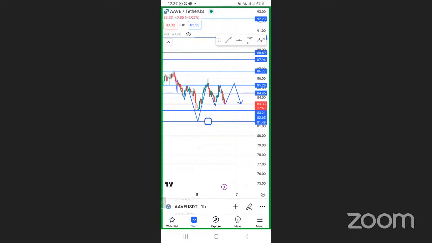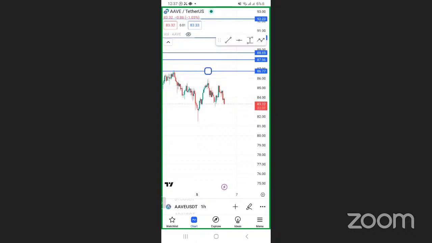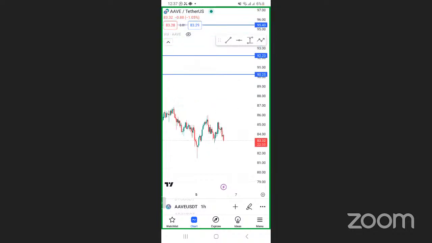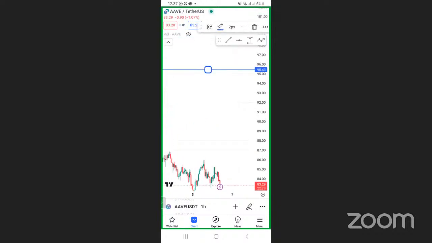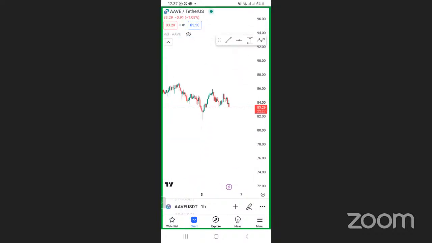You get it? Yes, Fred, is there any automated way of identifying these things, support and resistance? Yes, there is an automated way, and that's what I want to train you on. I show you that indicator, and then you know that you just have to watch on those what?